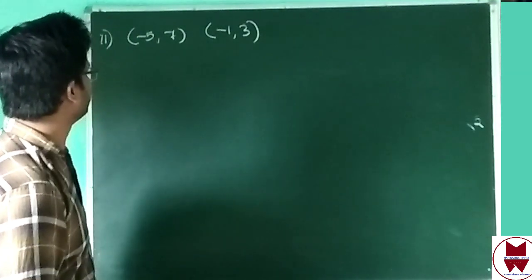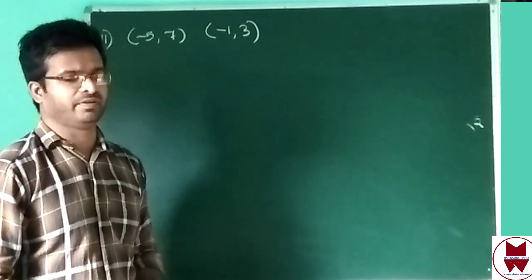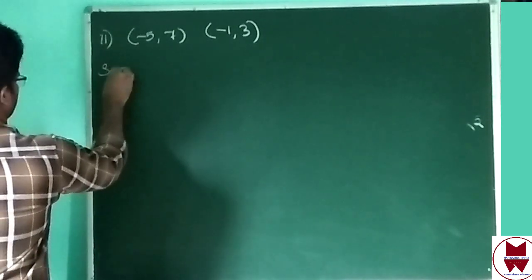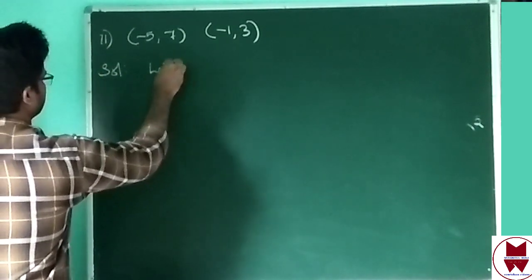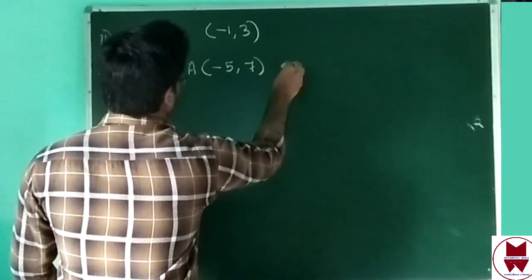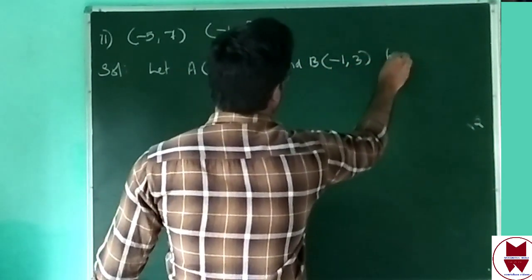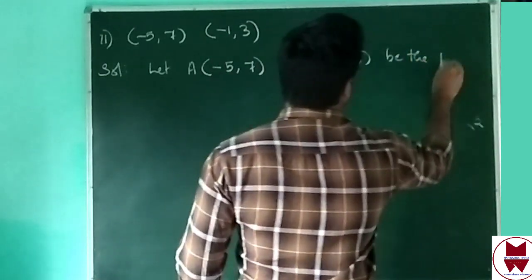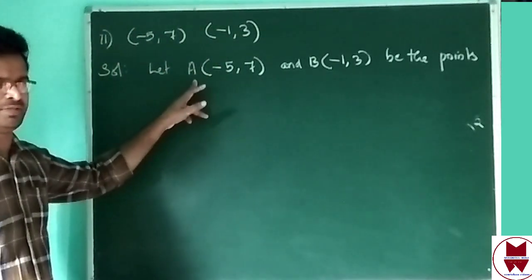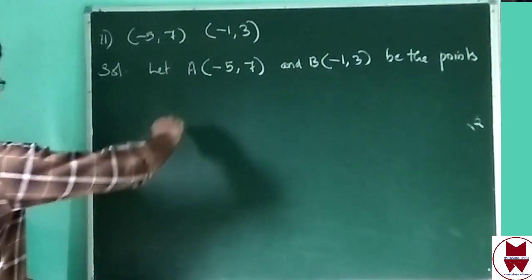Problem number 2 is, in here 2 points given, minus 5, 7 and minus 1, 3. We have to find out the distance between these 2 points. First give one name. Let A be minus 5, 7 and B be minus 1, 3 the points. You can give any name in here, P, Q, anything you can give. I just gave here A and B.